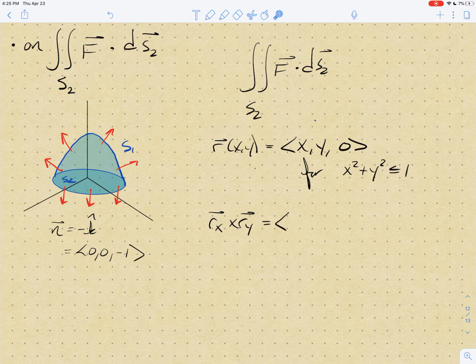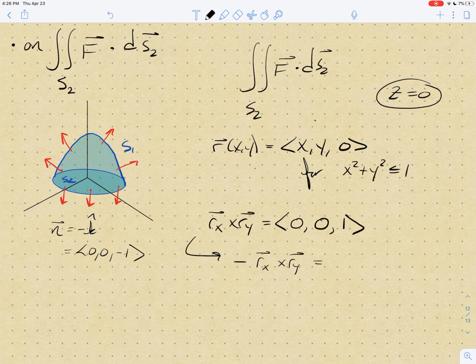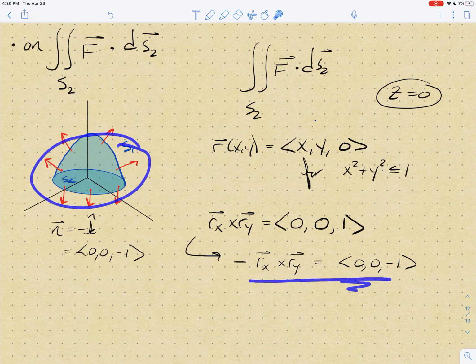And, well, think about it with me. My defining equation was z equals 0. So my g of x, y, I usually do negative g partial x. Well, g of x, y is just 0. So negative g partial x is 0, negative g partial y is 0. And then I get a 1 by default, except that I want downward orientation. So at this point, I would use negative this. I would want to use negative rx cross ry, which is 0, 0, negative 1. Does that make sense? So you could see that coming right here from the picture, but you can also compute it using the same techniques that we already have.